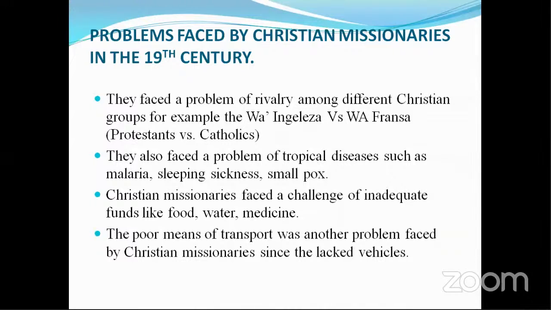And even if they were to have vehicles, it would have been hard for them to move from one place to the other, simply because the routes were impassable. You understand? The roads were not so good. So there was that problem of transport that so much affected these Christian missionaries.